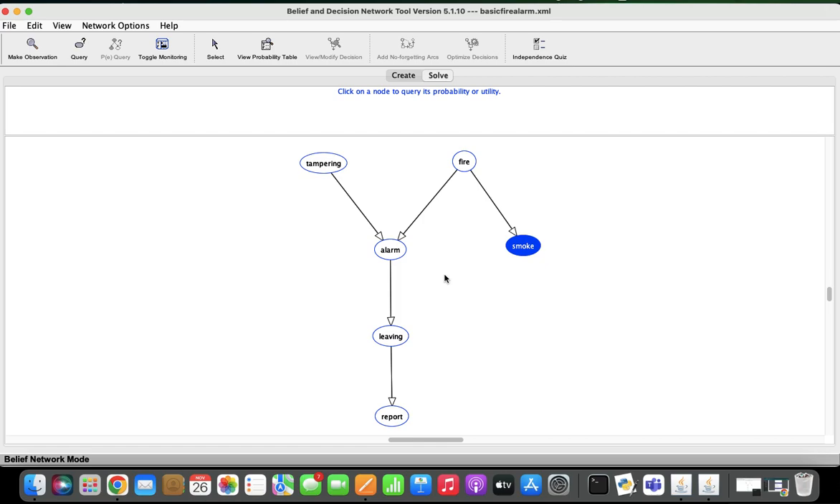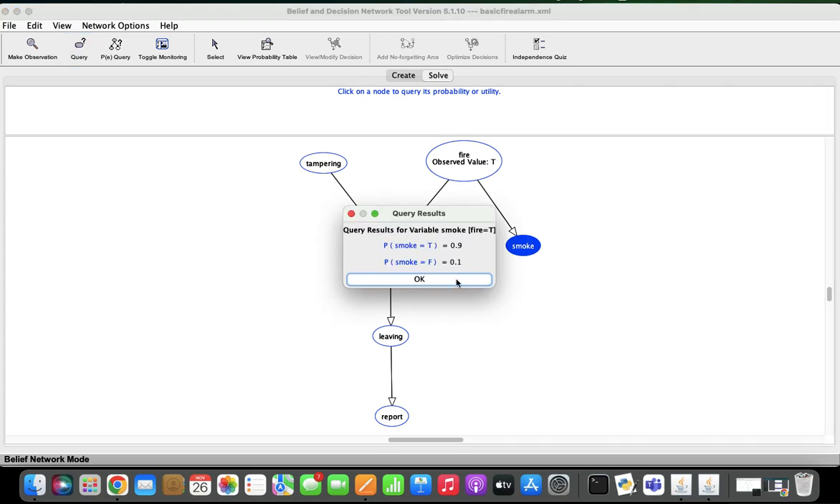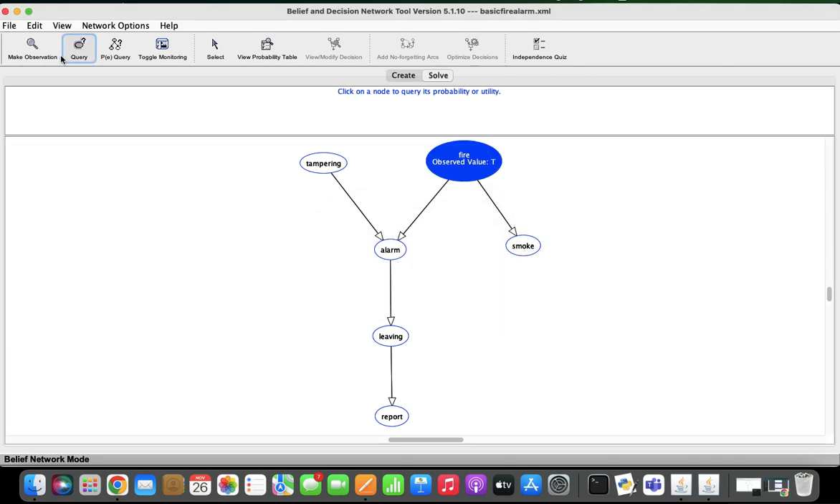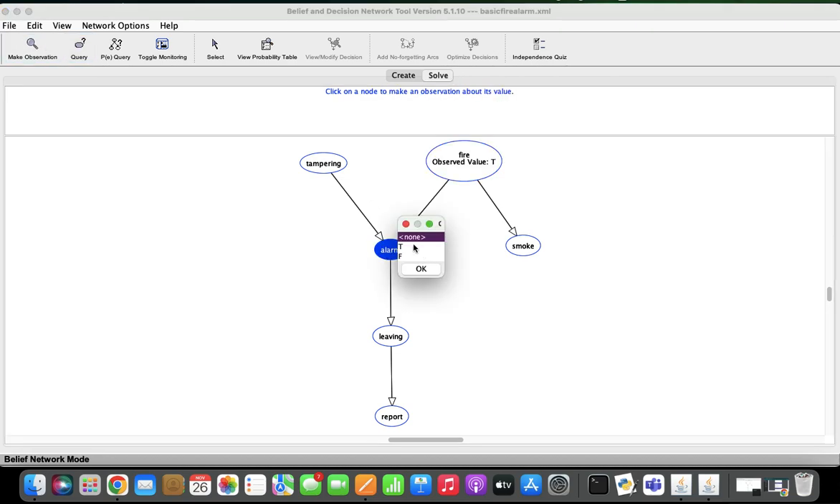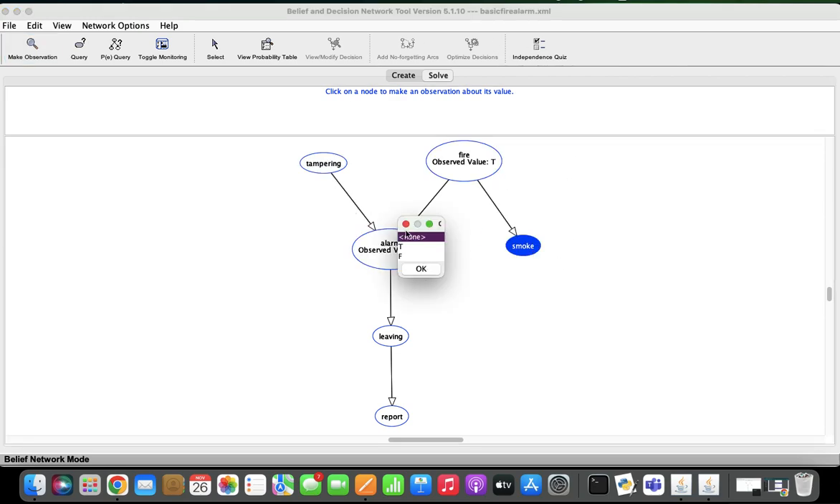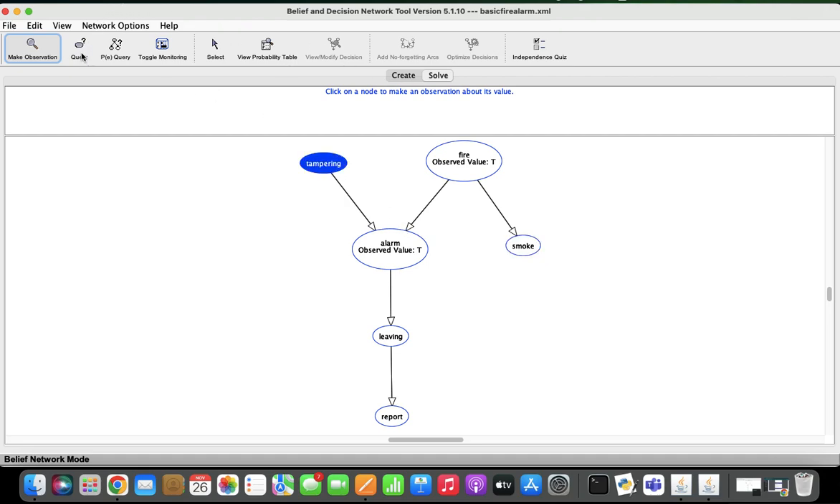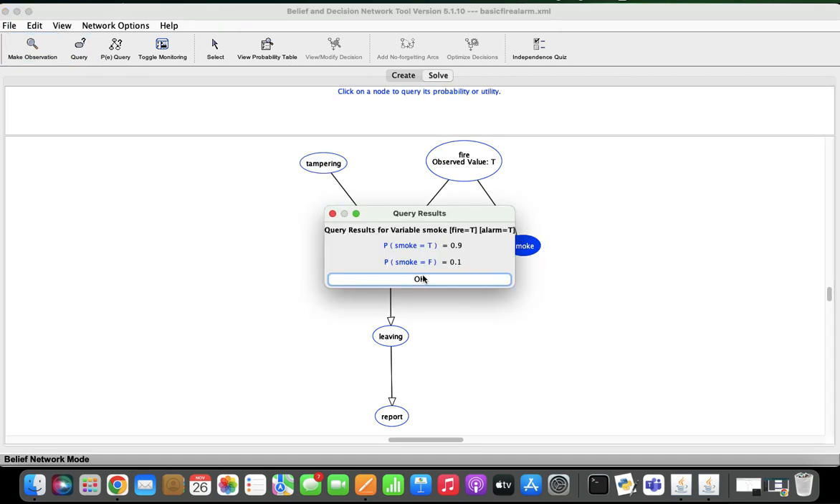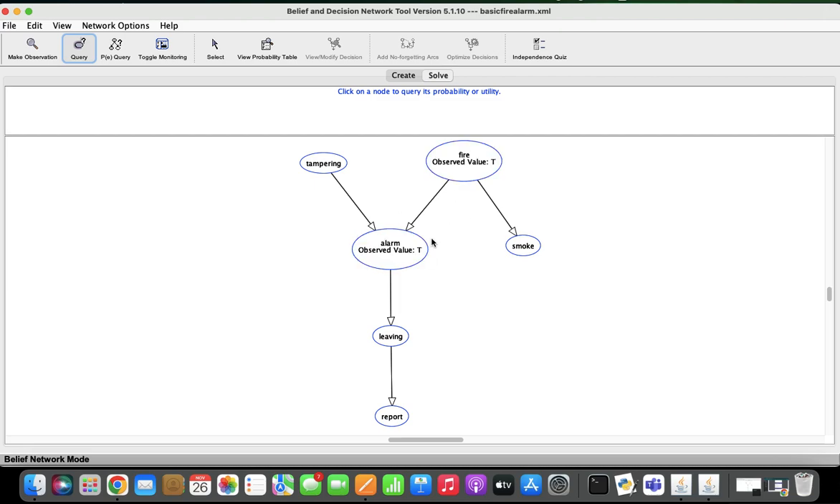The next one is observe that fire is true. So we are going to make an observation that the fire is true. Okay, and then we're going to query smoke. Now the probability is 0.9 because smoke depends on fire. And then we are going to observe that fire and alarm both are true. And now we're going to query smoke. It remains the same because it only depends on fire and not on alarm, right?